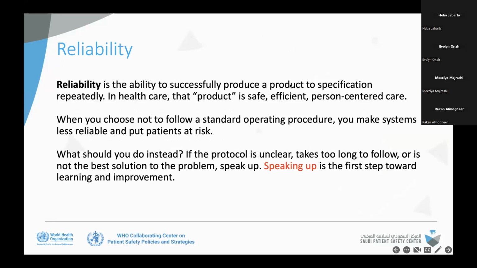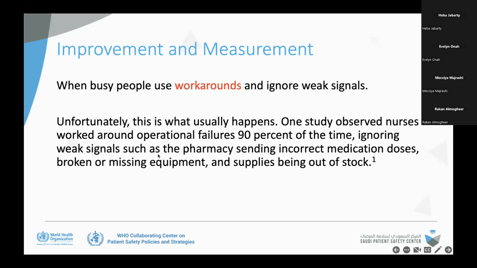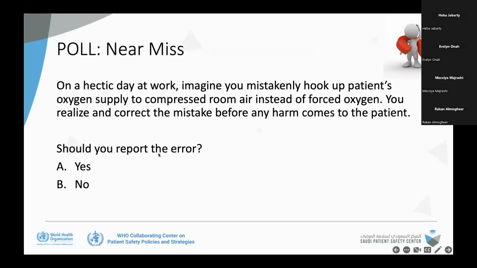So what do you think of having too many staff having weak signals, or working around? They are really not trying to save the system. They are making things more complicated. So instead of adding things that make the system more complex, just try to speak up and adhere to the best practice. As we mentioned earlier, people don't mean to work around or ignore things, but sometimes there are a lot of factors, like being busy and having too many patients.